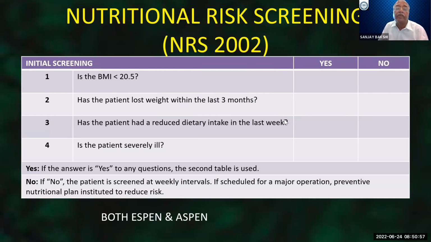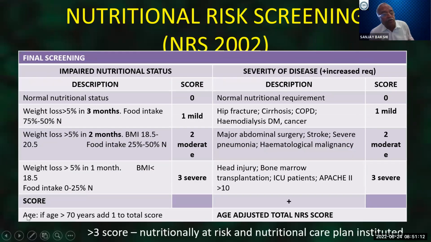If the patient has lost weight within 3 months, reduced dietary intake in the last week, is the patient severely ill? So if there's a yes to any of these questions, these are both the American and the European guidelines, you go to the second group, which is the nutritional risk scoring, also 2002, where you have an impaired nutritional status assessment and severity of the disease. And if the patient is more than 70, you add 1 to the total score. So that is the age-adjusted total NRS, nutritional risk scoring. Okay.